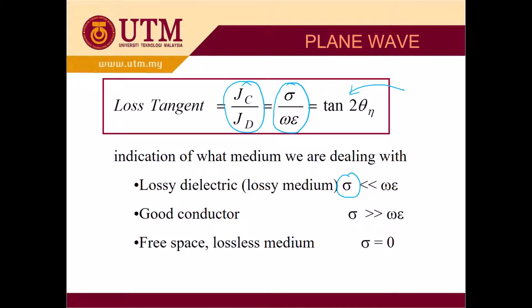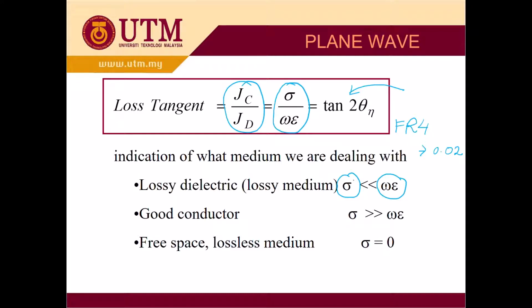So for the lossy dielectric, normally we have a value of sigma, but the value is still very small compared to omega epsilon. For example, we have the fire retardant 4 board, FR4, that is normally used to design planar antennas. The FR4 board has a loss tangent of around 0.02, something like that. It's very small.